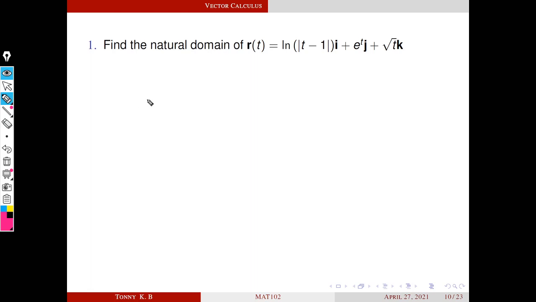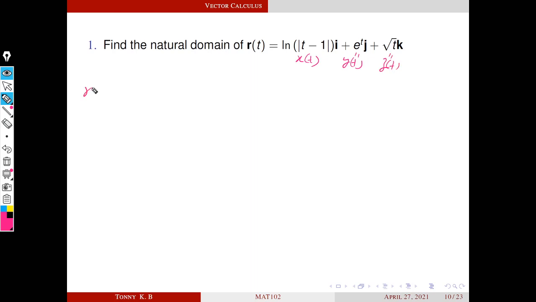Okay, consider one example. Find the natural domain of r of t equal to log of modulus of t minus 1 i plus e raised to t j plus square root of t k. We have to find the natural domain of this function because the domain is not given. So how to find the natural domain? First we have to find the natural domains of its component functions. Here x of t equal to log of modulus of t minus 1, y of t equal to e raised to t, and z of t equal to square root of t.